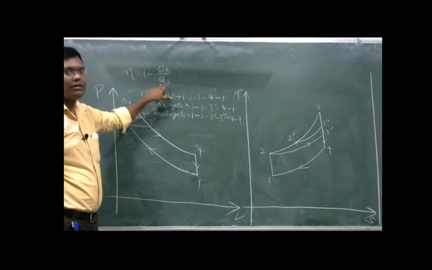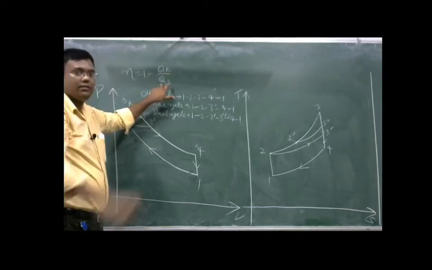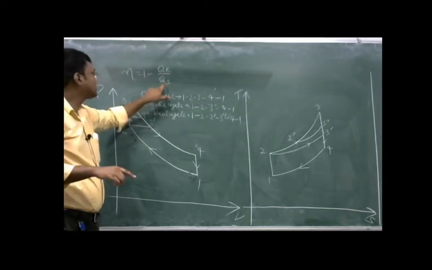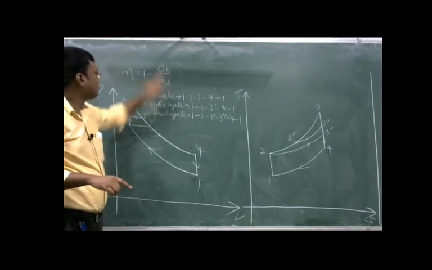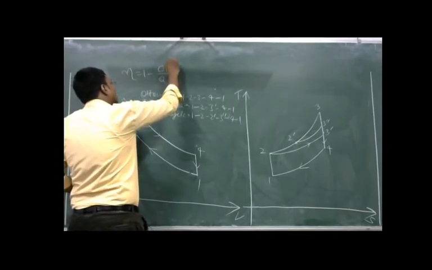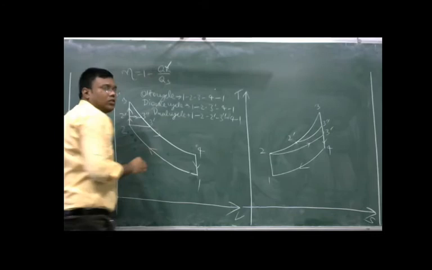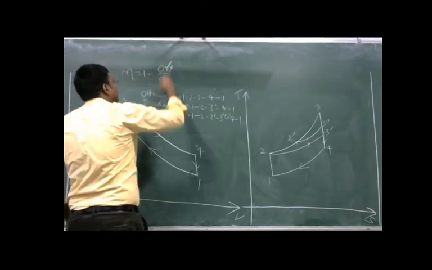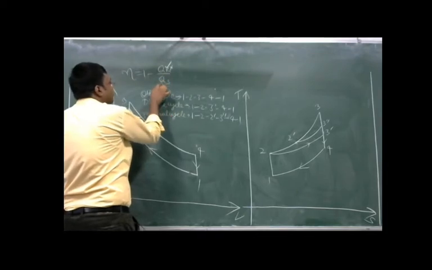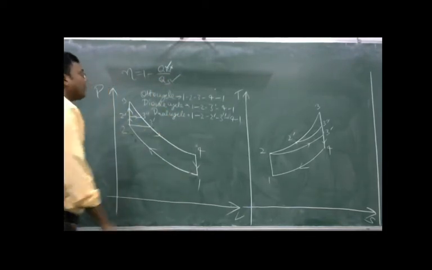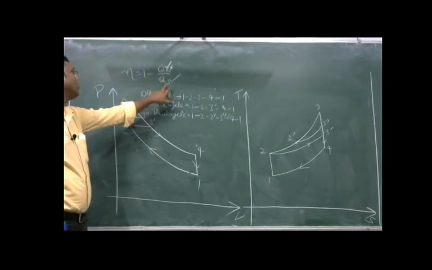In the previous class, what we studied was that QS was the same for all the cycles and QR was different, but in this case QR is the same for all the cycles, so it will not make any difference. So we have to consider the QS value, the heat addition value.